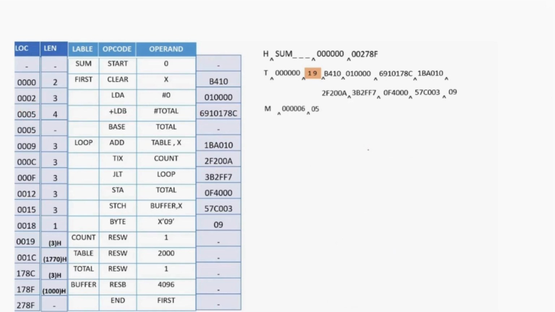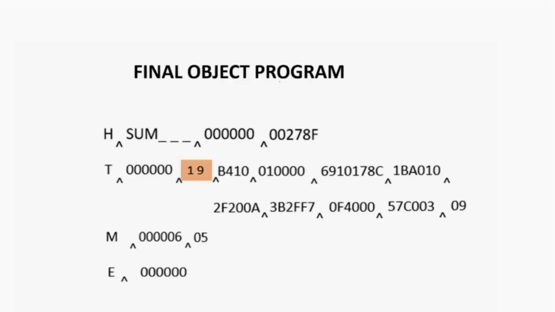After writing the modification record, we can write the end record. Column 1 indicates E, and then I have to write the address of the first executable instruction. The address of the first executable instruction is 0. So I have to write the address as 0 in the next 6 columns. So we have written the final object program with the header record, text record, modification record, and end record. So this is the final object program.